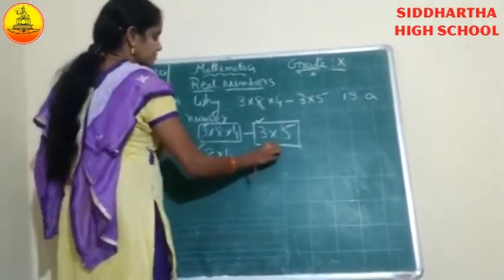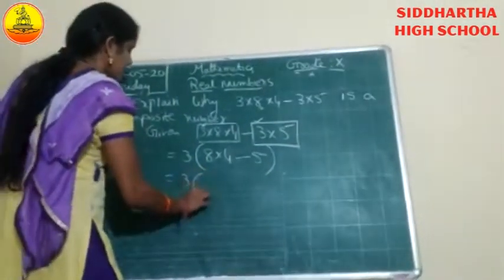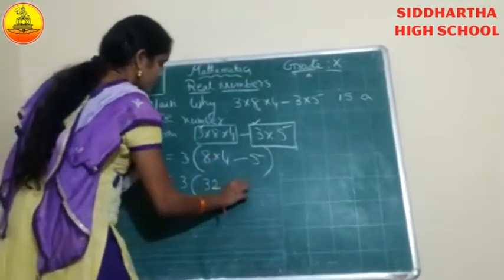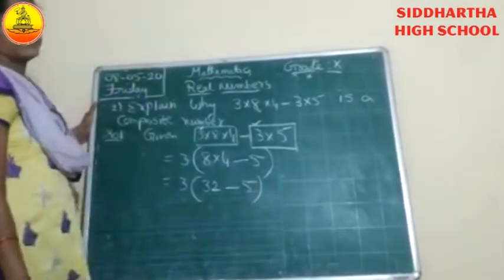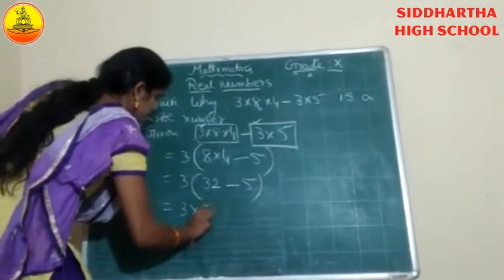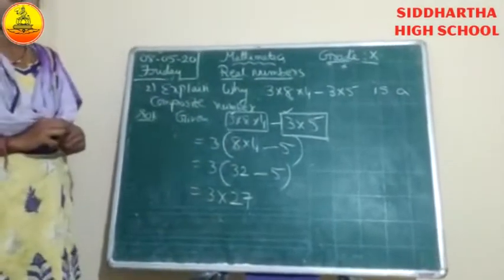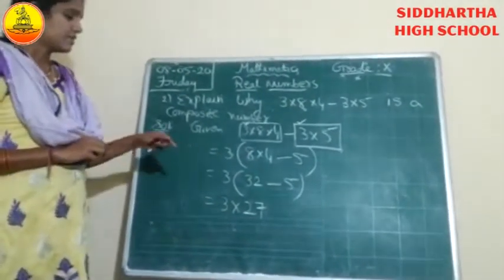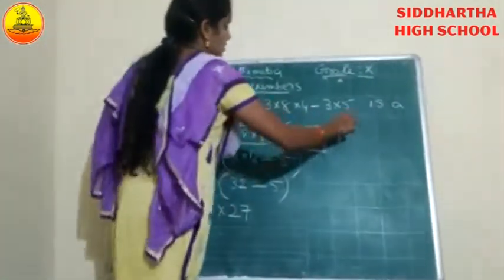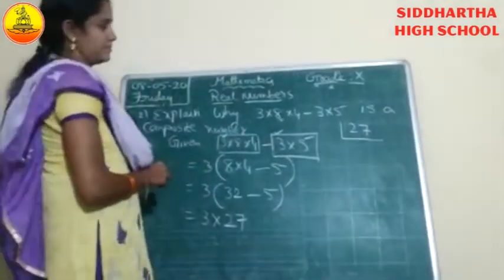5. Close the bracket. Now 3 into 8 fours, how much? 32 minus 5. Now solve the bracket. 32 minus 5, how much? 27. Is 27 a prime number or composite number? 27 is a composite number. So you have to make it as prime. You have to write 27 as a product of primes.